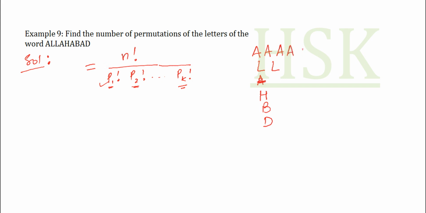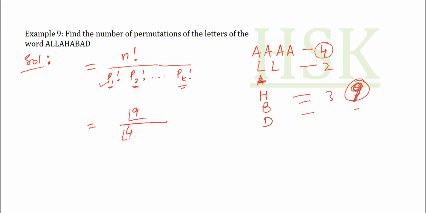So first of all, these letters are 4, 2 and 3. That is equal to 9 letters. So in all, the total number of letters are 9. So n is equal to 9. So the total number of permutations obtained would be equal to 9 factorial upon, since A is repeating 4 times, we are going to divide it by 4 factorial, and L is repeated 2 times, so we are going to divide it by 2 factorial.